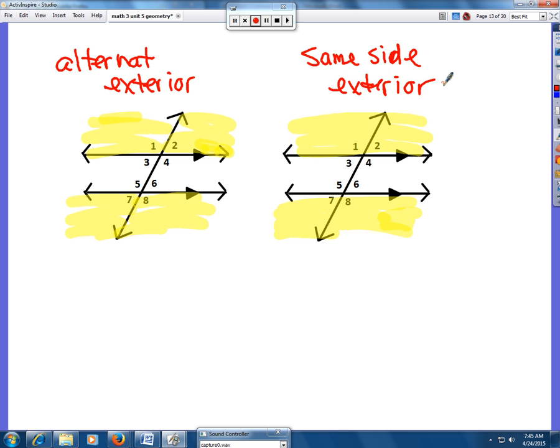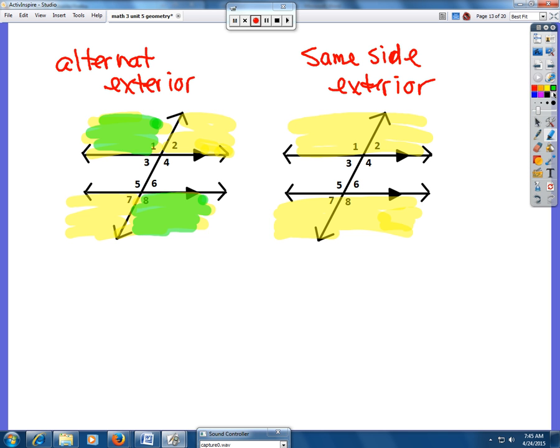So alternate exterior angles, let me add another color for my highlighter. Alternate exterior mean they're on alternate sides of the transversal. So here's my transversal. This one and this one are on alternate sides of the transversal. This one is also, but that's a linear pair. So we already have a name for that pair. It's this angle and this angle that we're interested in. And there is another pair, hopefully you can see it, of alternate exterior angles. Think about it. And that would be angles 2 and 7.